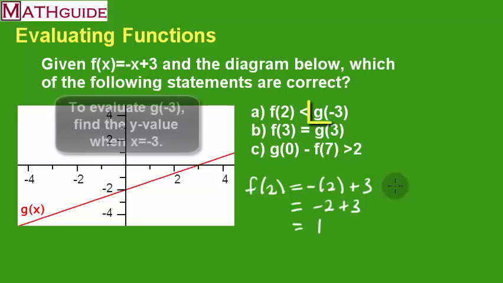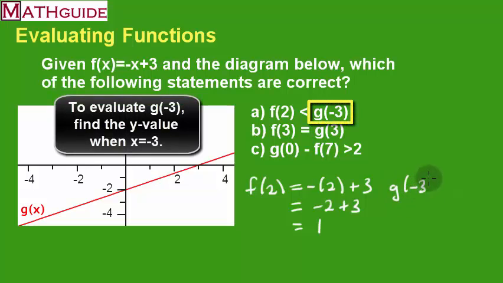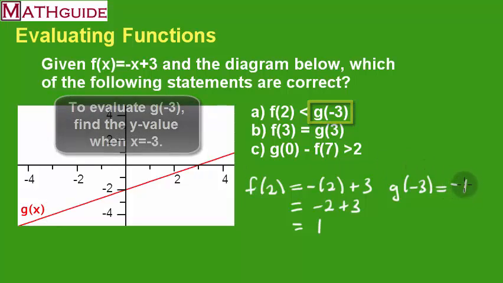Now let's figure out what g of negative 3 is. When we do that, it just means x is negative 3. So we go on the graph here, and we say, here's negative 3. Let's go down until we hit the graph, and we say that it looks like the corresponding y value that matches with that, right here, where x is negative 3, is negative 4. So that point right on the graph, the y value is negative 4.